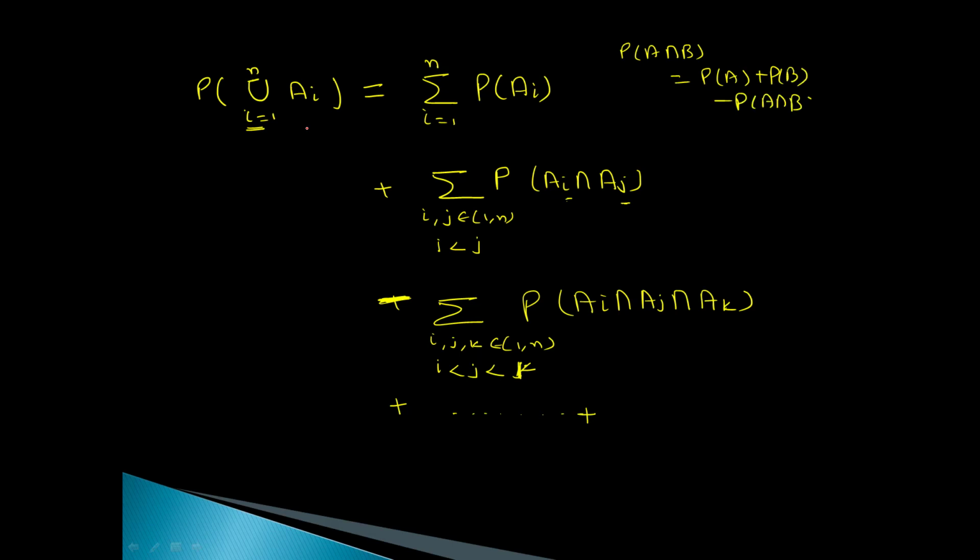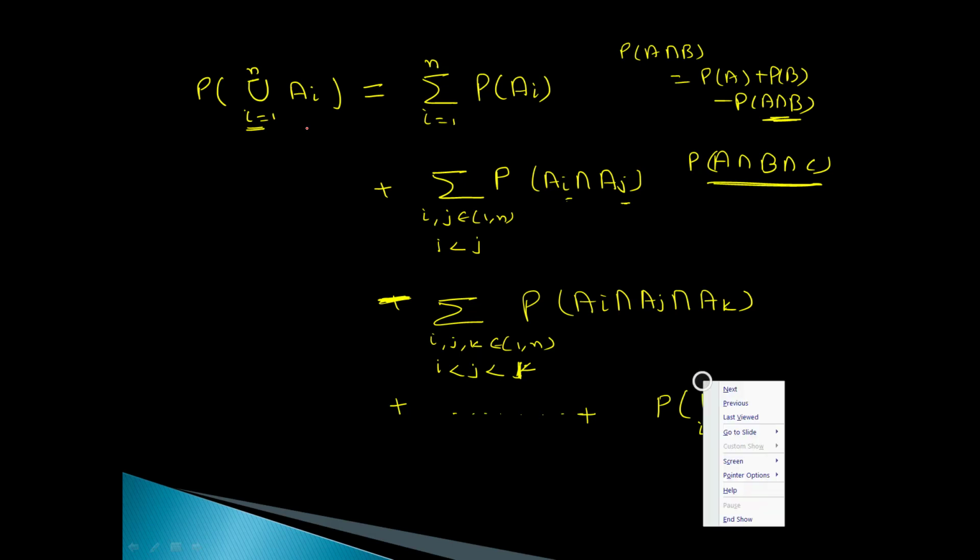It was up to I taking values up to 2, and similarly for 3 events the last term was PA intersection B intersection C. So the last term was including 3 events together. Here my last term is going to include n events together. So how to write that? We can write this as we have written earlier, the intersection of AI, where I is taking values from 1 up to n.